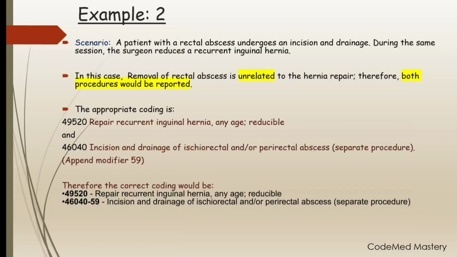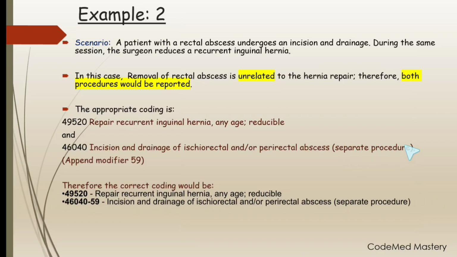Next example. Scenario: a patient with a rectal abscess undergoes an incision and drainage. During the same session, the surgeon reduces a recurrent inguinal hernia. So, in this case, the rectal abscess procedure is unrelated to the hernia repair, right? Therefore, both procedures should be reported. Let us look at the appropriate codes. 49520 is for repair of recurrent inguinal hernia, any age, reducible, and 46040 is for incision and drainage of ischiorectal and or perirectal abscess, separate procedure.